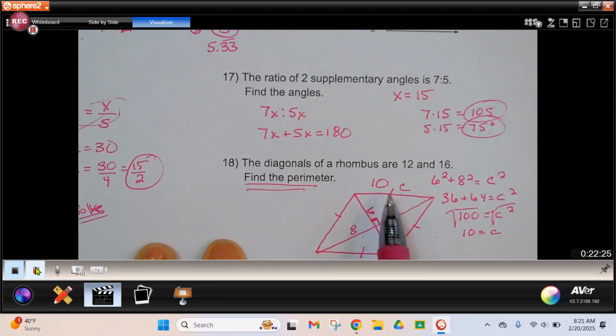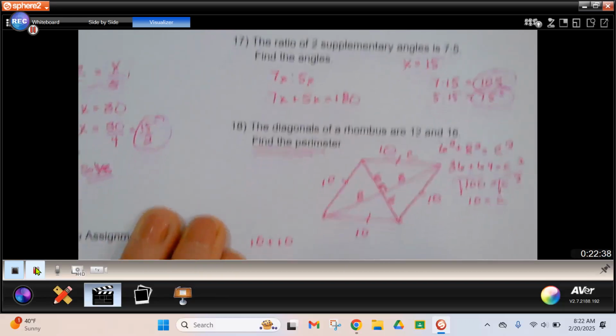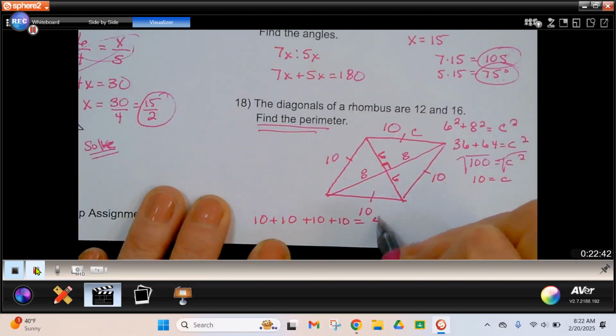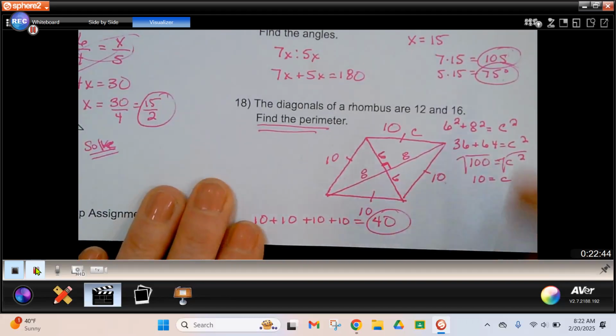So if the length of this side of the rhombus is 10, then the length of all 4 sides are each 10. These are 10, these are 10, this is 10. So there's 4 of them. The perimeter is going to be 10 plus 10 plus 10 plus 10, 40. And that's the lesson for today.